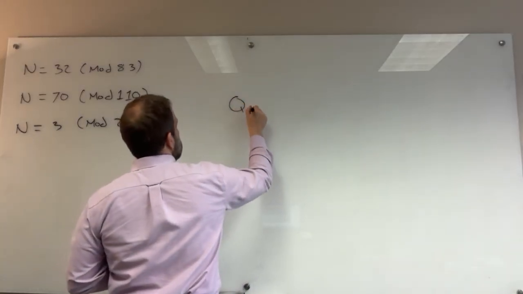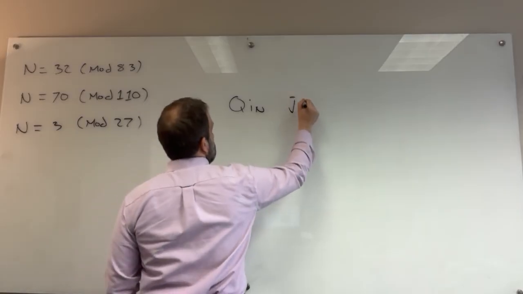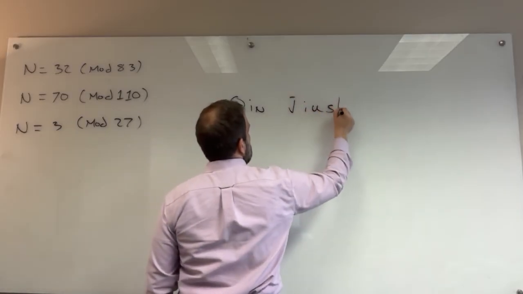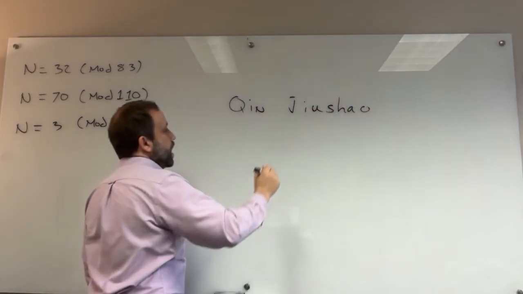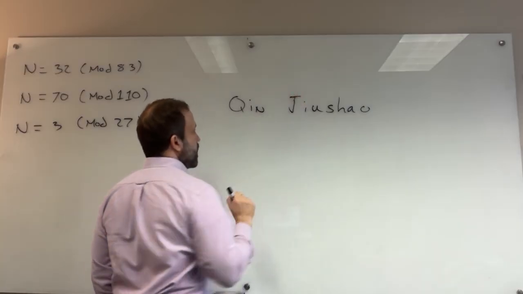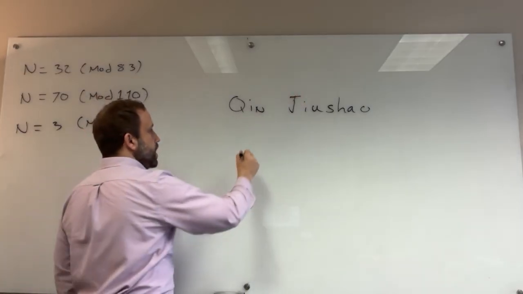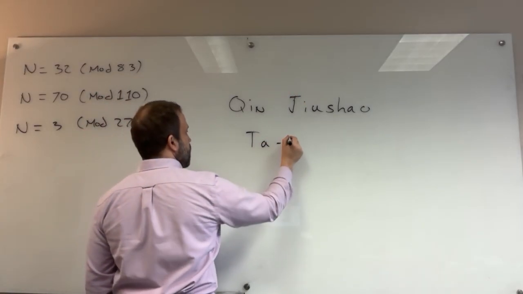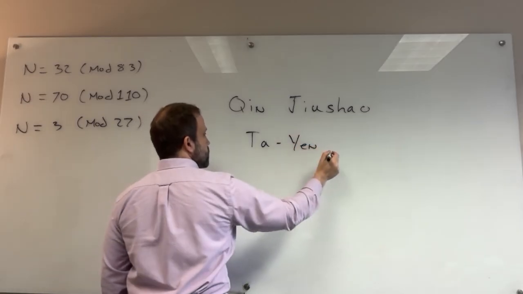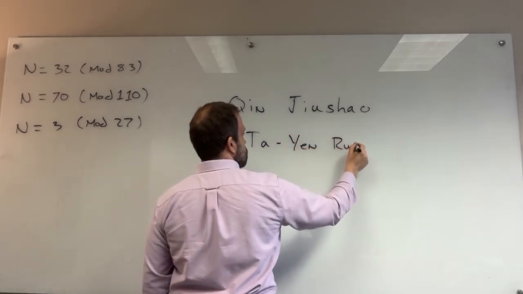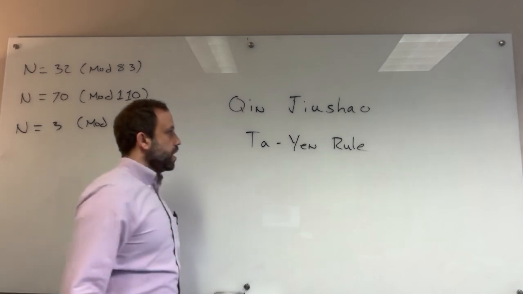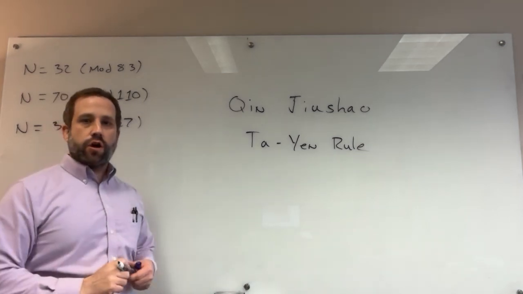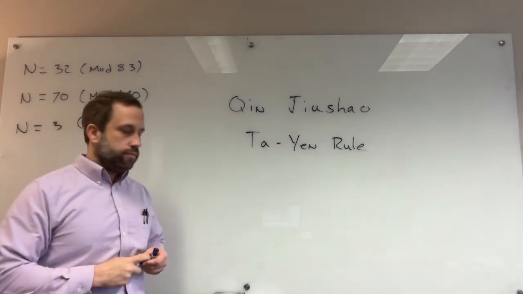It was given by Jiushao in a book called A Mathematical Treatise in 9 Chapters, and he calls this the tai-yan rule. Okay, and so that's what we're going to call it. We call it the Chinese remainder theorem now.